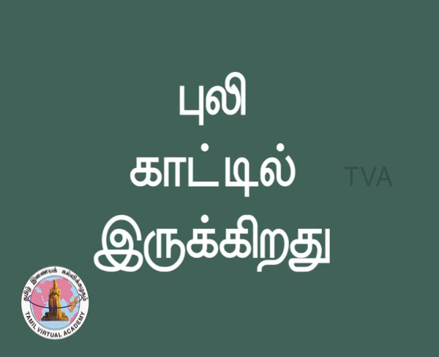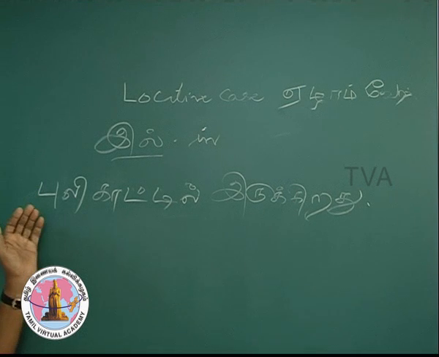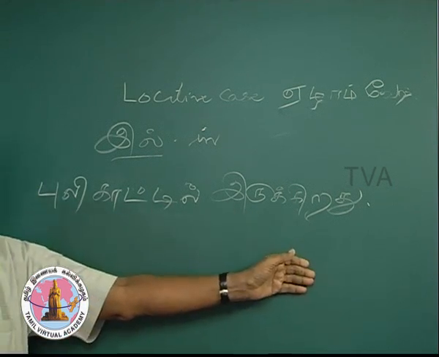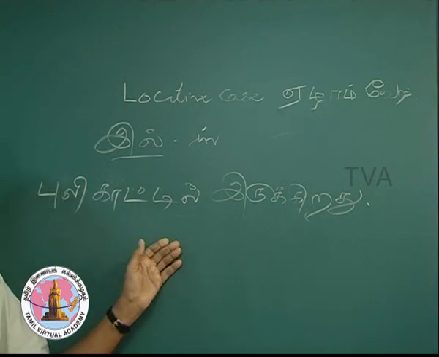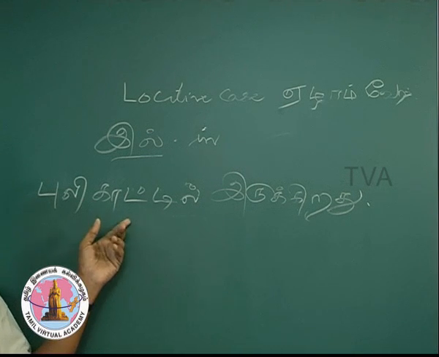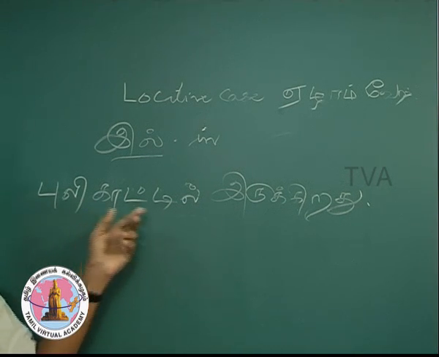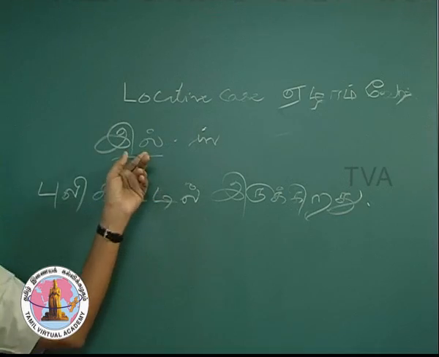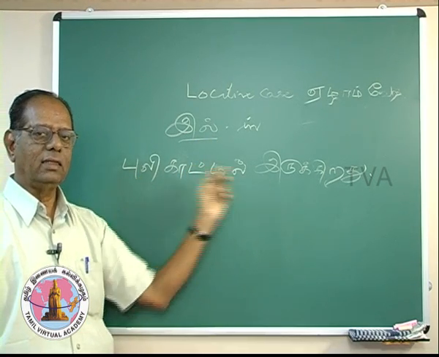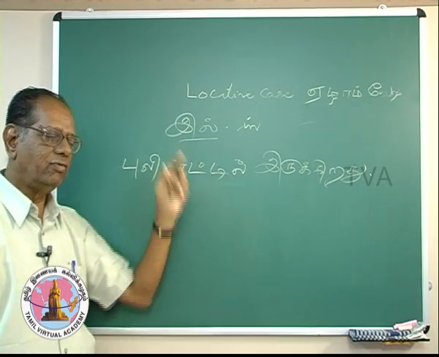புலி காட்டில் இருக்கிறது. All the words are known to you. Kadu is forest and it becomes காட்டில் when it takes up the case marker. புலி காட்டில் இருக்கிறது. The tiger is in the forest.